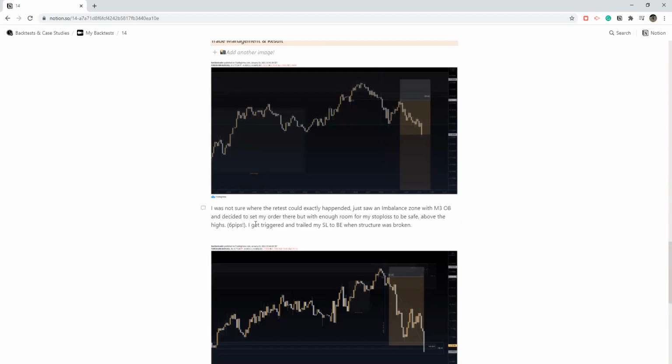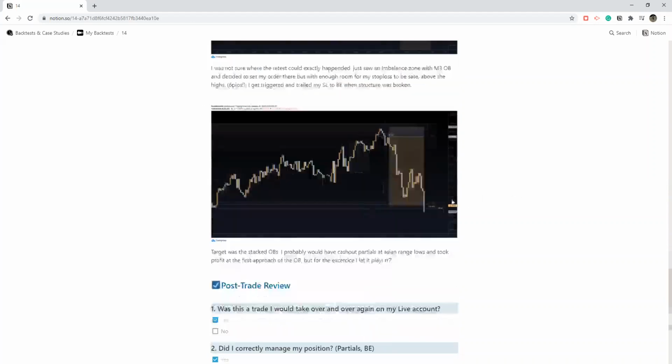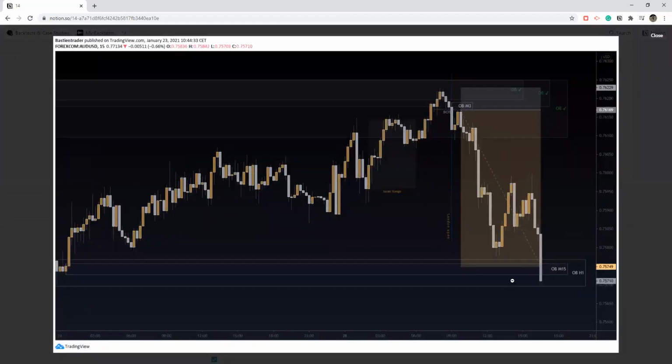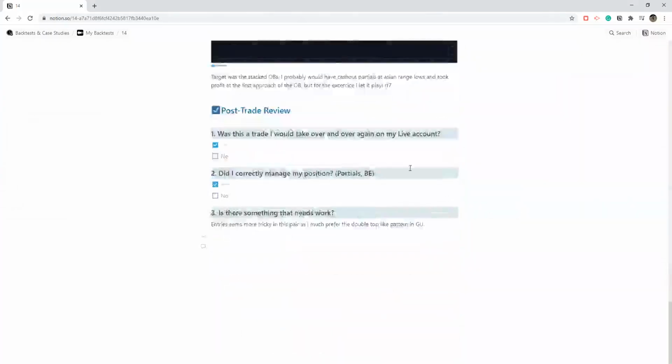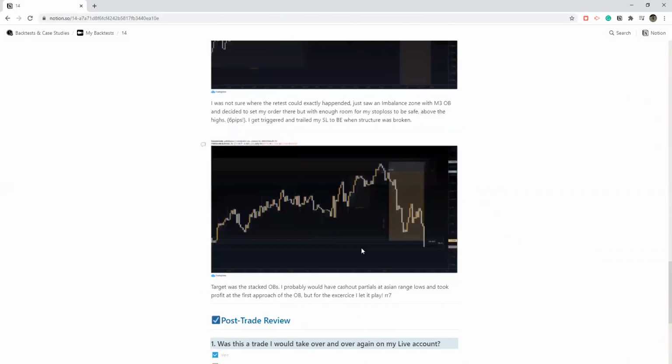Above the highs, I drew and trailed my stop loss. All right, and yes, you can see that we have a target to the downside. And I think this actually would have reversed even further. A double top like pattern on GU.